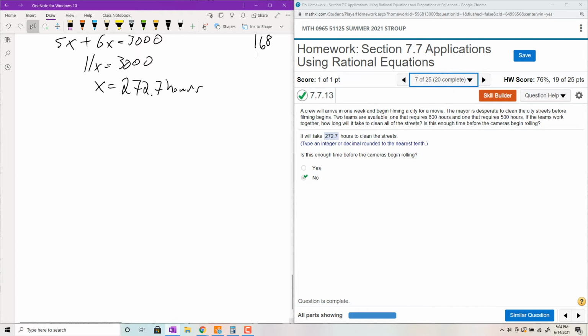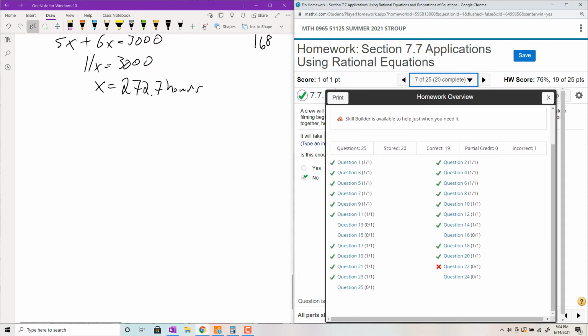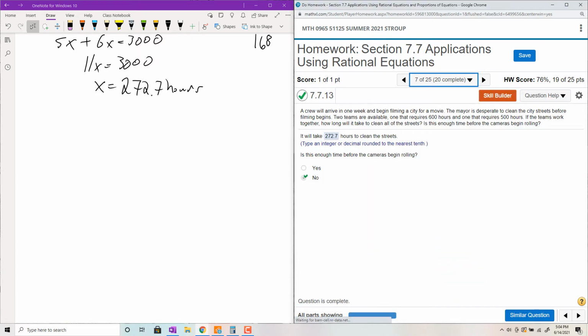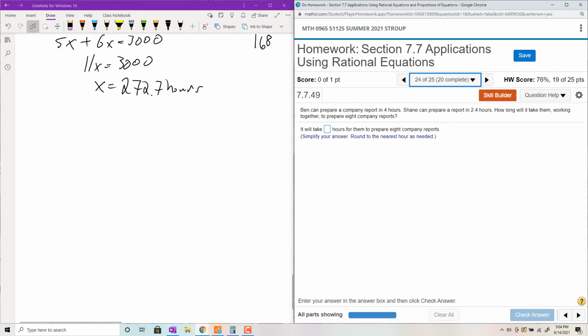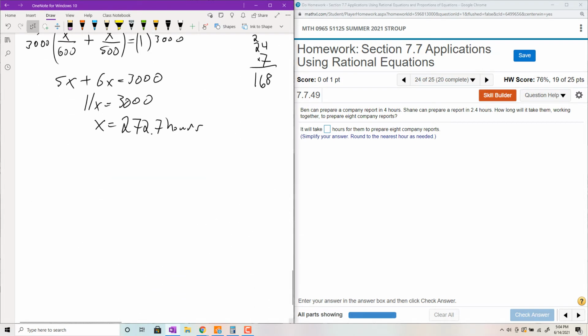Let me see. There was one complicated one towards the end here. Ben can do a company report in 4 hours. Shane can do it in 2.4. Well, they want 8 company reports. Okay, so Ben can do it in 4, so that would be your A. Shane can do it in 2.4, so that would be your B.